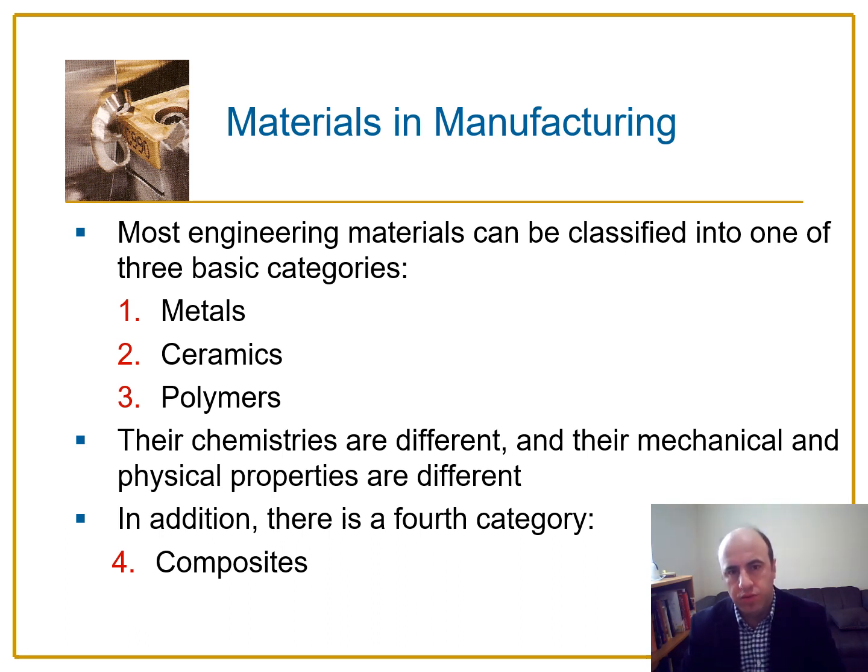When we are producing parts, we are dealing with four different types of material. Three are the main elements: metal, ceramic, and polymers, and their chemistry is different. Their mechanical and physical properties are completely unique. But recently, one new material was developed, called composite, which is a mix of these three materials: metal, ceramic, and polymers.